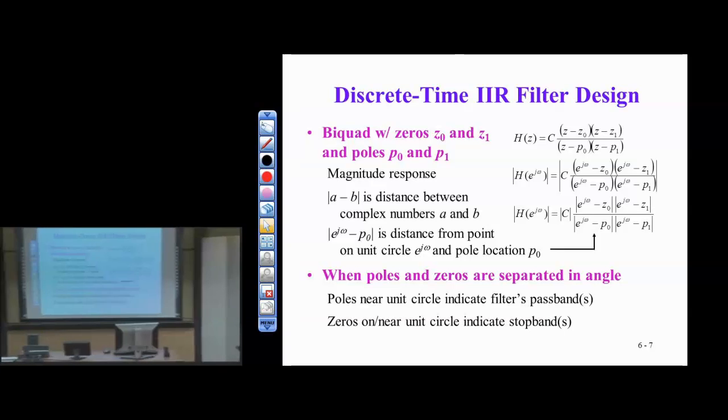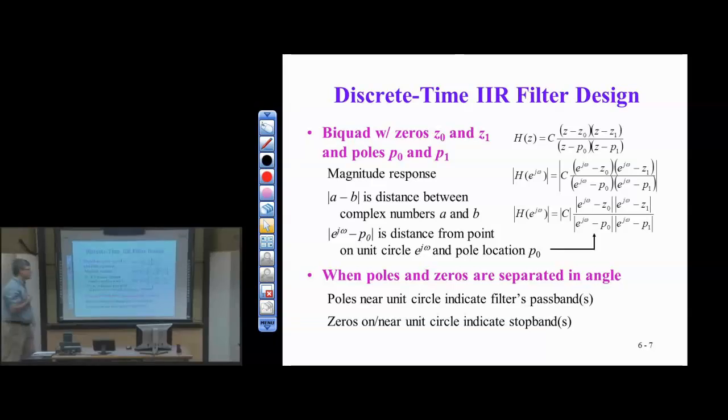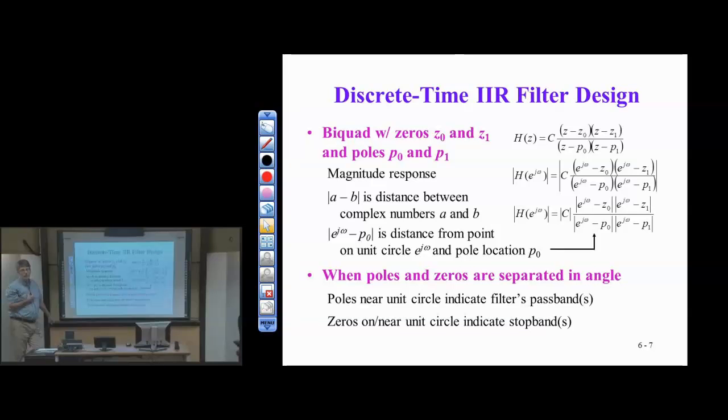We finished up last time on the biquad. The biquad was 2 poles and 2 zeros. So for the biquad, we have 2 poles, P0 and P1, and we have 2 zeros, Z0 and Z1. We can write the biquad in a factored form, as I show here, using positive powers of Z. So it's the same as we had before, it's just factored.